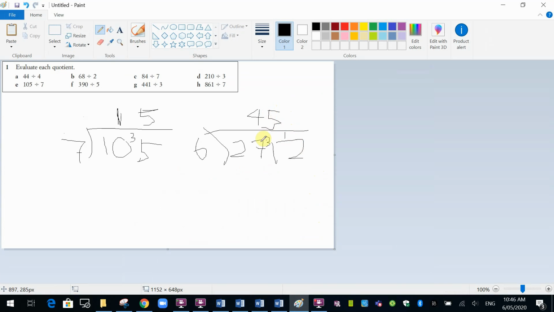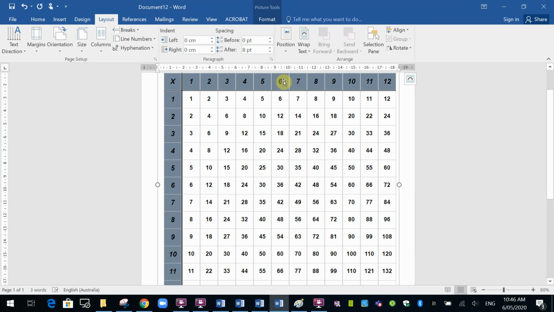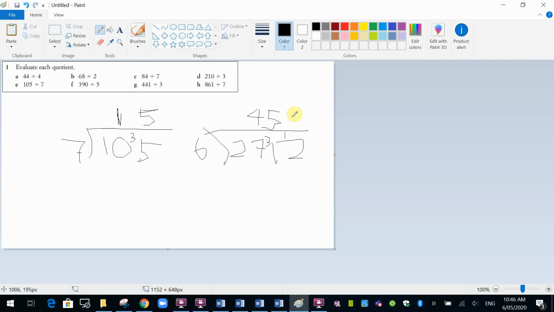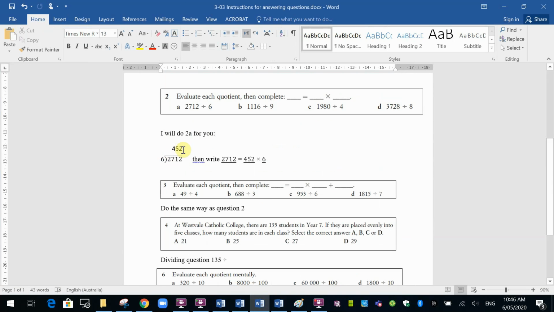Now we've got 12, last bit. 12 divided by 6. 6 times tables because we're dividing by 6. And there's our 12. 12 divided by 6 equals 2. And that will be the last one. 452. And that's how I got this answer. 452. And then you write 2712 equals 452 times 6. So that answers question 2A.